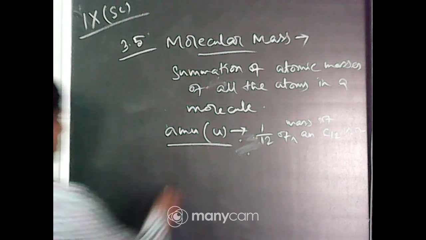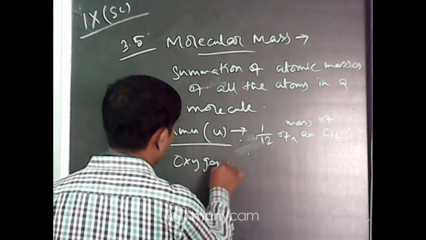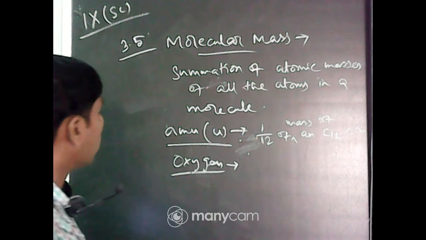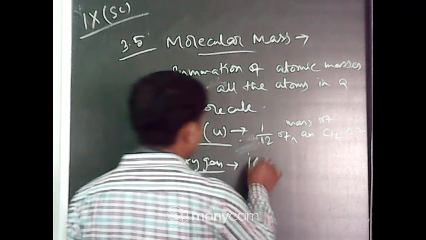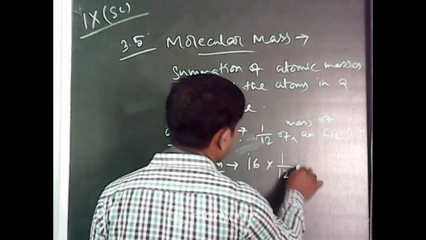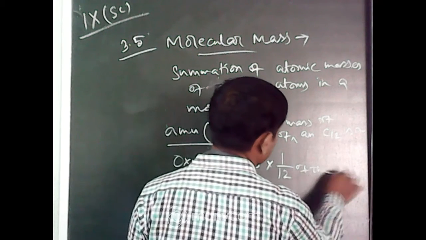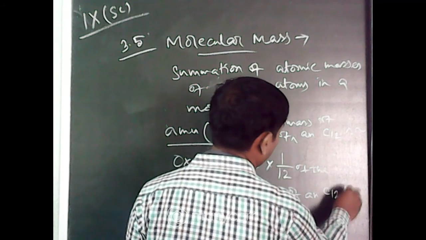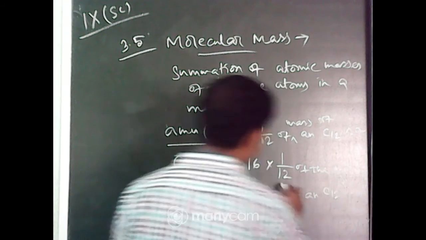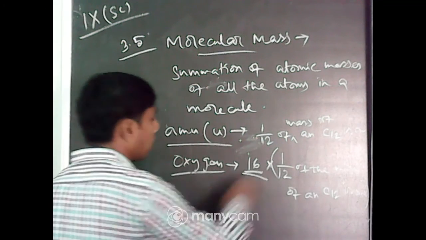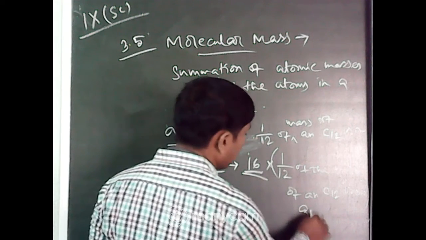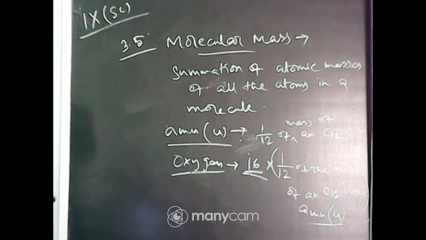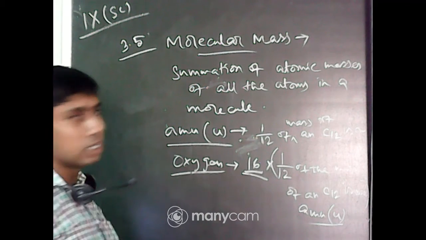Just think about oxygen. The atomic mass of oxygen is equal to 16 into 1/12 of the mass of a carbon-12 atom. So how many multiples? It is 16 multiples. This is the AMU, or in short it is u. So how many u? That is 16 u. So the atomic mass of oxygen is 16.